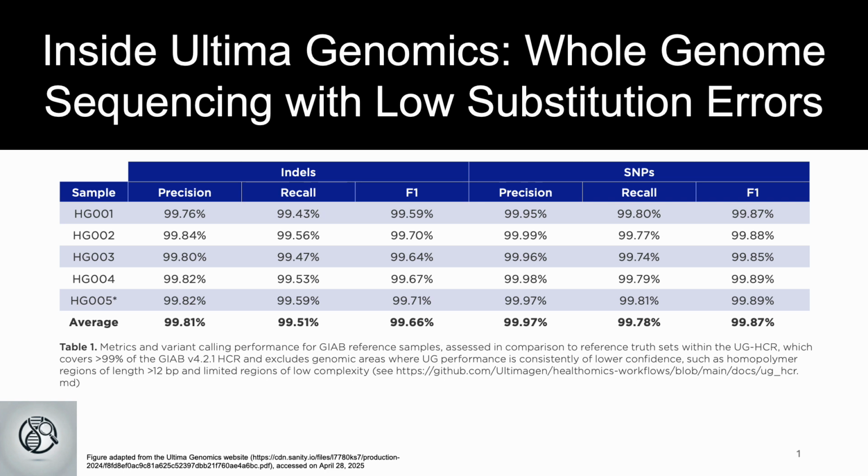In today's Inside Ultima Genomics video, we are diving into why Ultima's cost-efficient whole genome sequencing data, currently listed at $80 per genome as of 2025, tend to have low substitution errors.